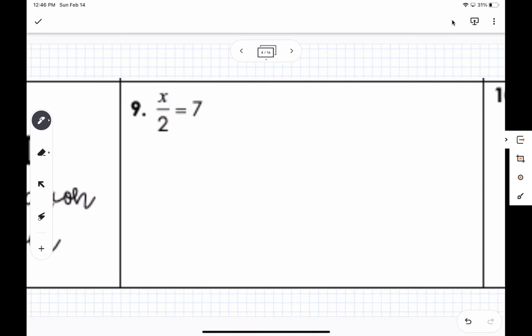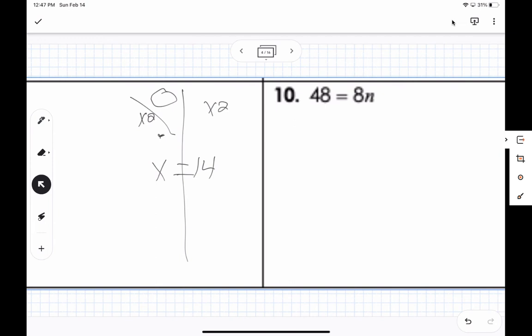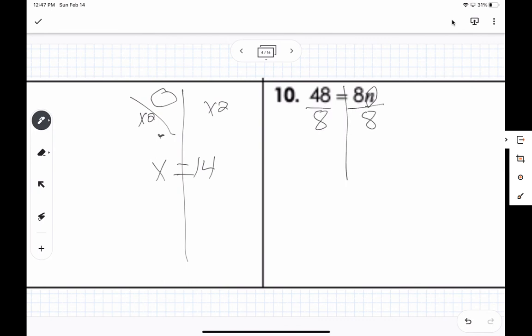Okay. X is what I want by itself. 2 is what I want gone. It's being divided, so I've got to multiply to make it go away. X equals 14. Try number 10. N is what I want by itself. It's being multiplied, so I have to divide to make it go away. 48 divided by 8 is 6, so N equals 6.